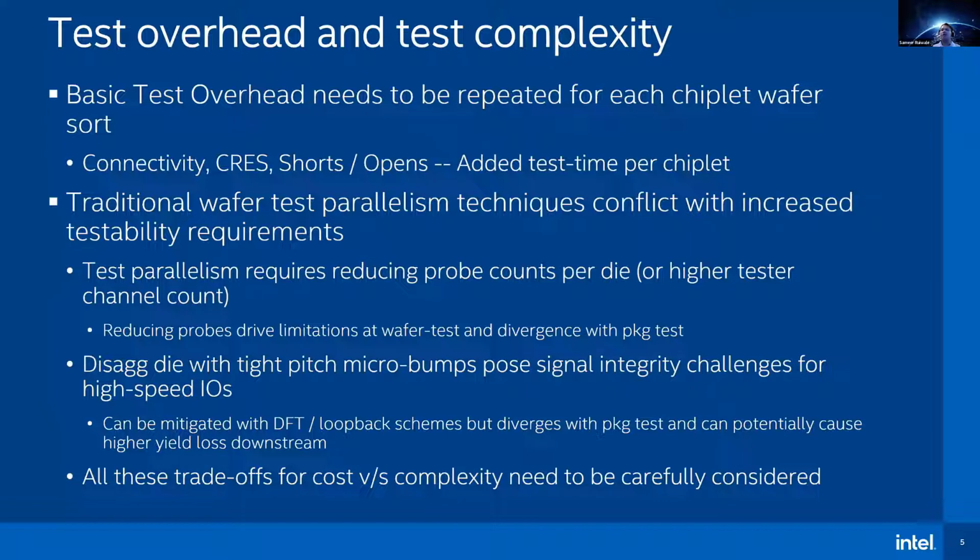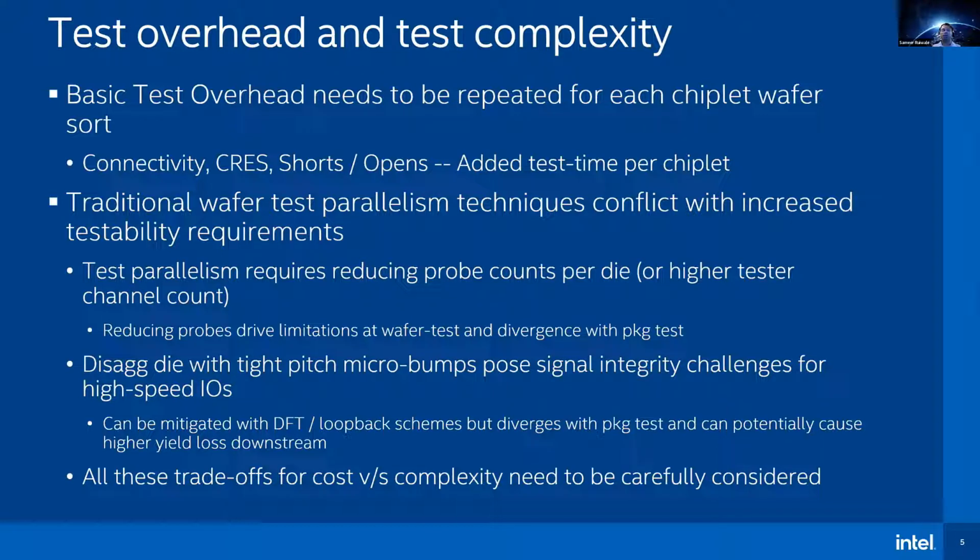Typically, we've been able to mitigate these kinds of increases in our product costs by using wafer parallelism techniques, test parallelism. It's pretty standard what the industry has done on this. We just increase the number of sites we test on. However, there's a trade-off involved. Test parallelism needs us to reduce probe counts, so that we can fit more die in the same test hardware space, or we increase our tester channel count. Either of these is a trade-off, comes with cost.